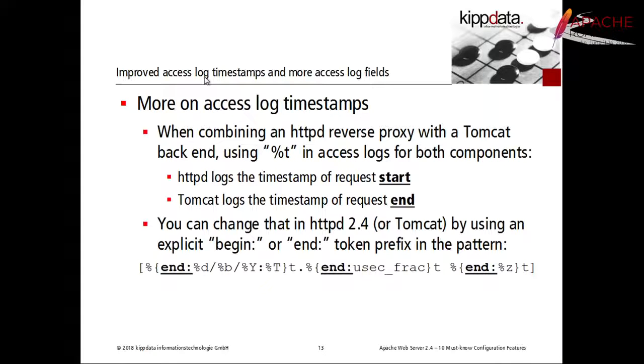One thing is, if you have HTTPD as a reverse proxy, for instance, in front of a Tomcat, then by default, HTTPD logs the request begin time as the timestamp in the access log. Tomcat, by default, logs the end time as the timestamp in the access log. That's due to historic reasons for the implementation. Nowadays, you can switch it for HTTPD and also for Tomcat. In both, you can choose whether you want to log the begin or the end time. You can also log both if you like to.